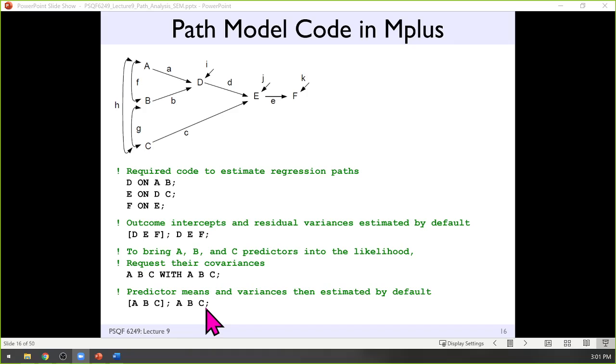Question, do we estimate I to D, J to E, K to F? No. So this I, J, and K are the residual terms of the outcomes. So it's another way of saying that these are E variables that are going into each one. So I is how much of D is not due to A and B. J is how much of E is not due to D and C, and so forth. Yet another residual convention, how to express that.